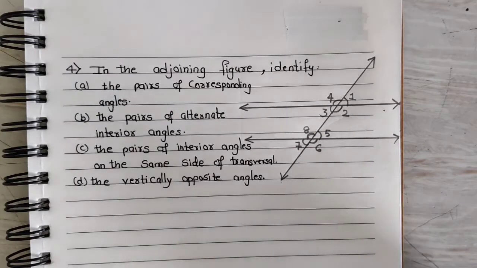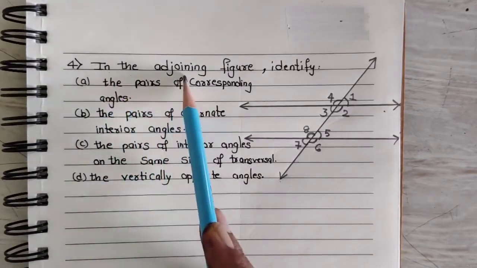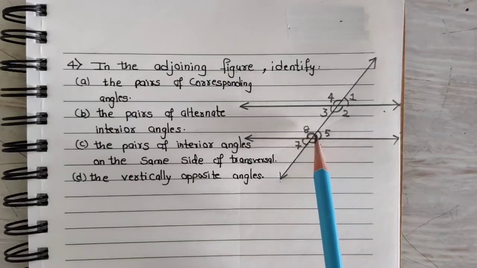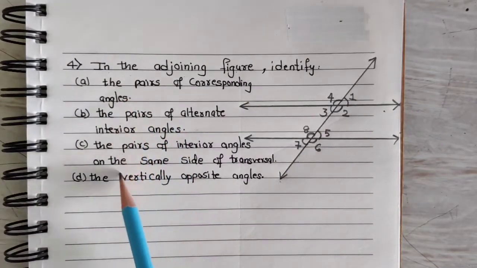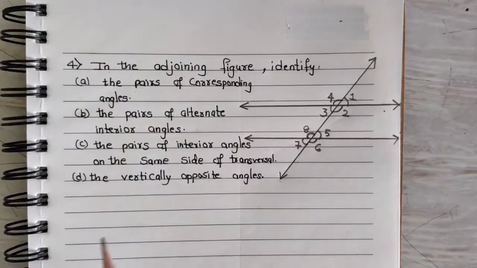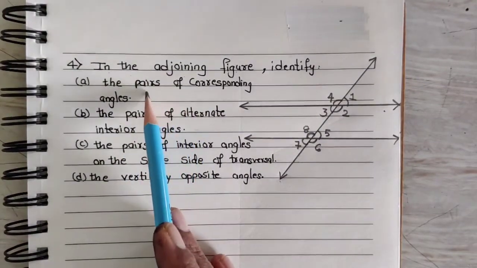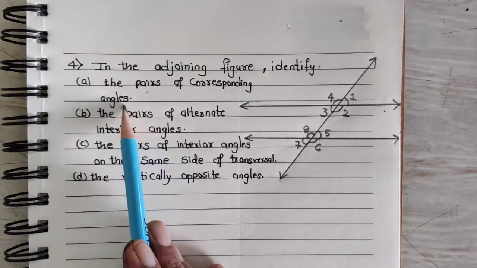Okay, students. So here is the question again from the same chapter, lines and angles. In the adjoining figure, meaning the figure which is given alongside the question, identify these four pairs. Now one by one we are going to discuss and then write down. First of all, we have to find all the pairs of corresponding angles.